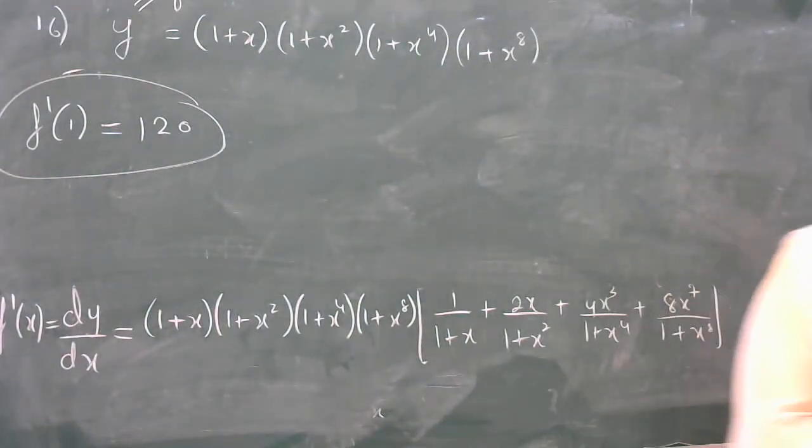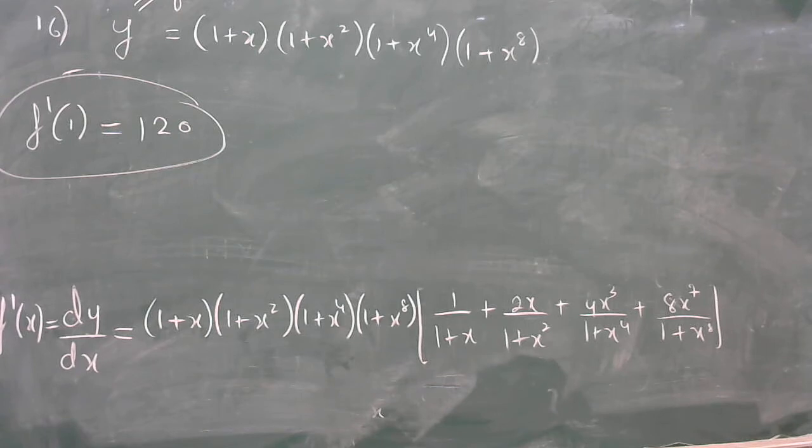So like this, we have to find the derivative of the function at some particular points. Right? Let us go for the next question. 17.1.